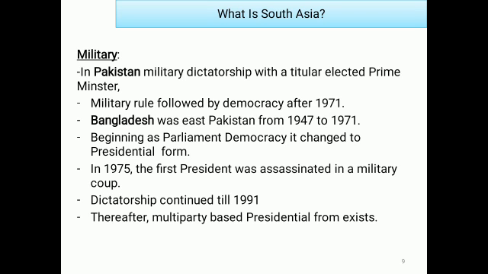Next comes Bangladesh. Children, do you know Bangladesh was East Pakistan from 1947 to 1971. Beginning as a parliamentary democracy, it changed to presidential form. In 1975, the first president was assassinated in a military coup. Dictatorship continued till 1991. Thereafter, a multi-party based presidential form exists.